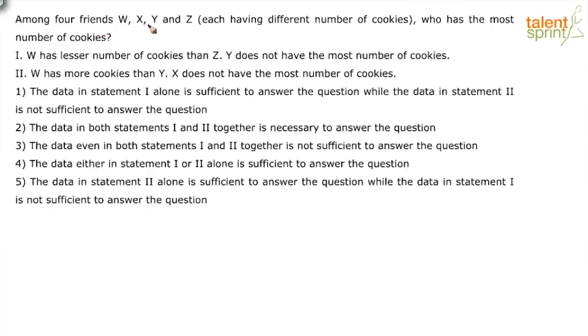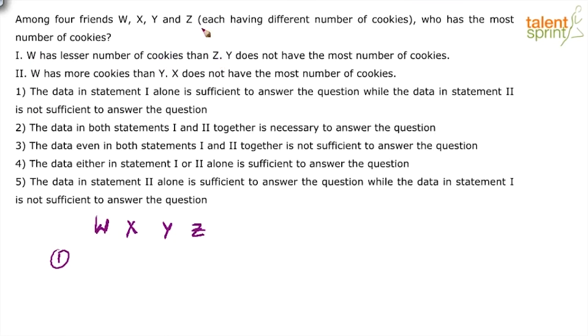Among four friends W, X, Y and Z, each having a different number of cookies, who has the most number of cookies? So there are four friends W, X, Y and Z. We have to identify who has got the most number of cookies, right? Most number of cookies. Let's use statement 1.